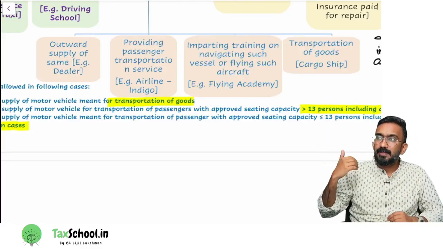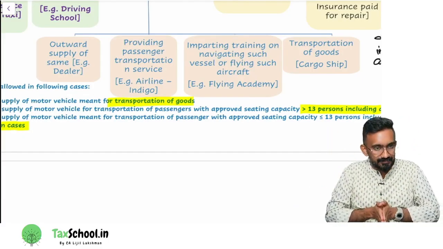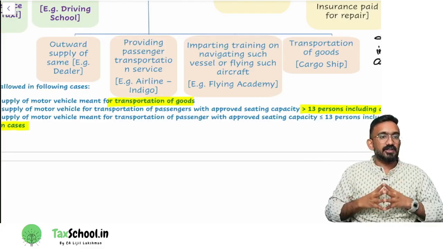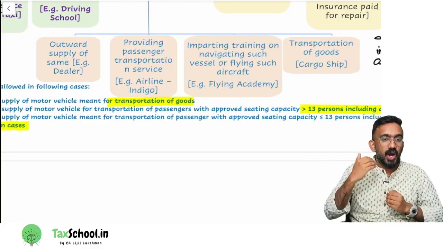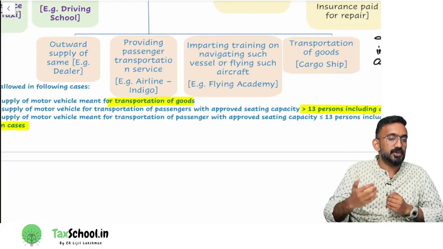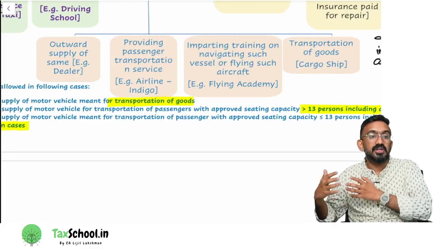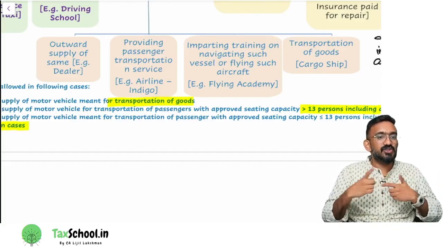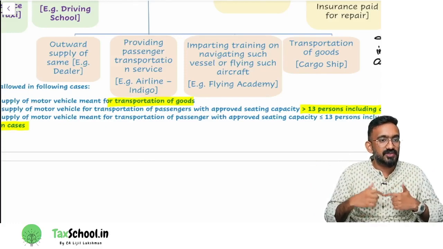Then I'm providing passenger transportation service, an airline like Indigo Airline, Air India. They are purchasing an aircraft. Can they take ITC? Because they are providing outward supply of passenger transportation. In Kochi, you have something called water metro, ferry, wherein there are vessels which we use for transportation of passengers. Can they take input tax credit on purchase of vessel? Yes.